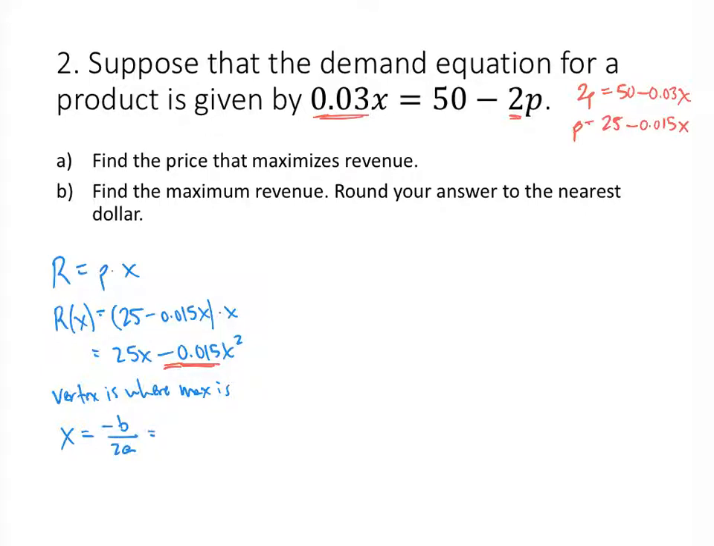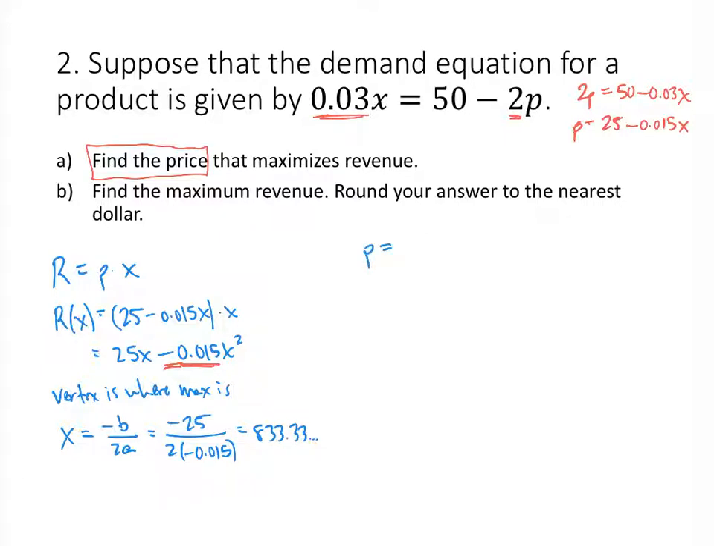That's going to be b is 25 in this problem, and a is 0.015. And that's going to work out to be 833.3 repeating. And that's the quantity. That's what x equals when revenue is maximized. But they're telling us to find the price that maximizes the revenue, which means we need to take that value of x and plug it back into our price function.